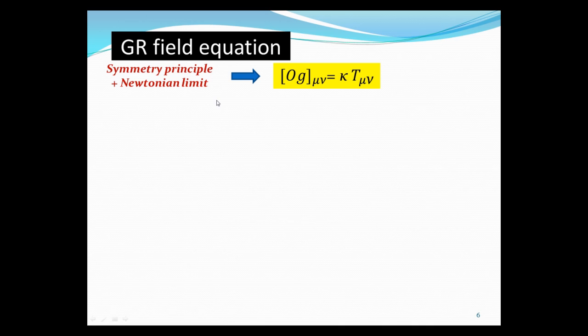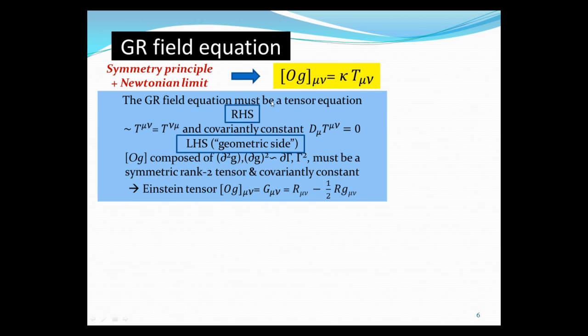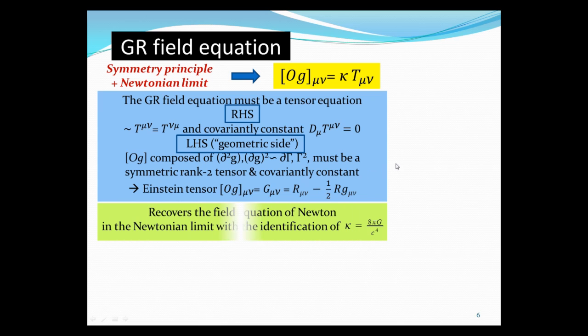So it was the symmetry principle and the Newtonian limit that tell me this should have this kind of form. Now the GR field equation must be a tensor equation, and the right-hand side is symmetric and covariantly constant. So the left-hand side, the geometric side here, must also have these properties. It must be a nonlinear second derivative of the metric. So, being rank 2 and covariantly constant, the only candidate we have is this combination, the Einstein tensor. So that's how we arrived here.